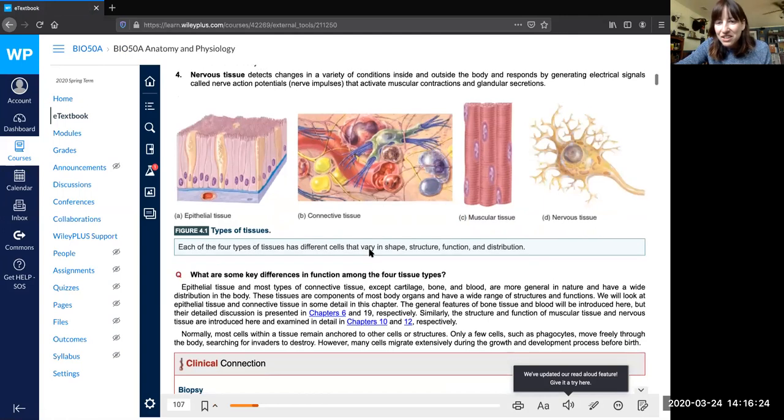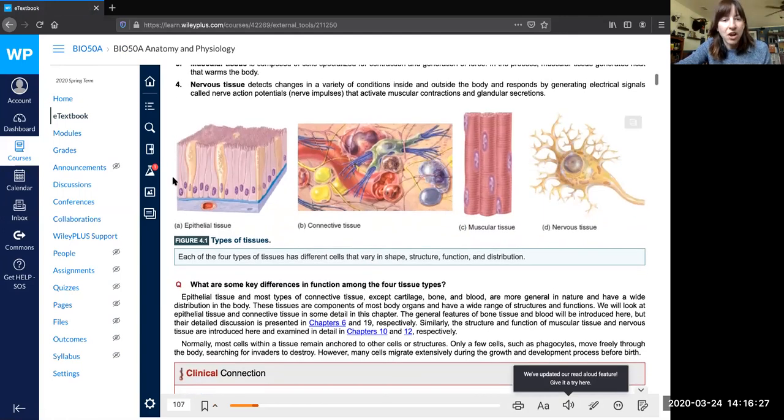Okay. So here's our 4 different types of tissues. We're talking about epithelial tissue. You can see just in this picture that you've got an apical surface and a basal surface of this tissue type, which is unique to epithelial tissue. You don't see that with connective, muscular, or nervous tissue, okay?